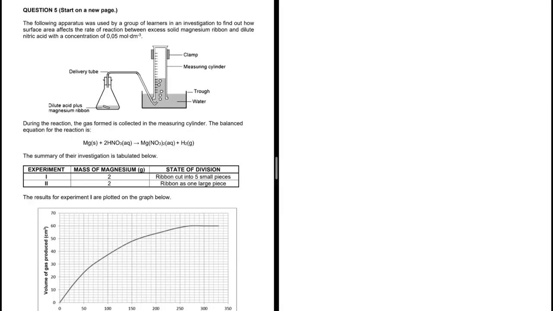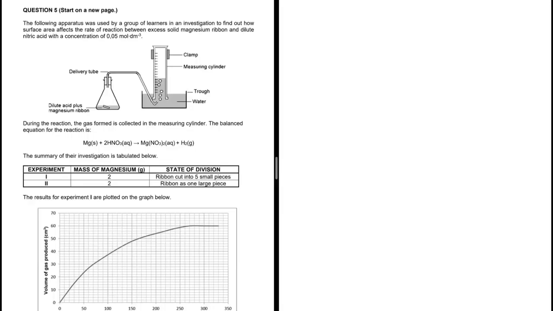Let's take a look at 5.3. Use the graph to calculate the average rate of the reaction in centimeter cube per second between 2 and 2.5 minutes. Okay, let's go to our graph. So between 2 and 2.5 minutes, 2 minutes is 120 seconds. Okay, so let's take a look. This is 100, this is 150.